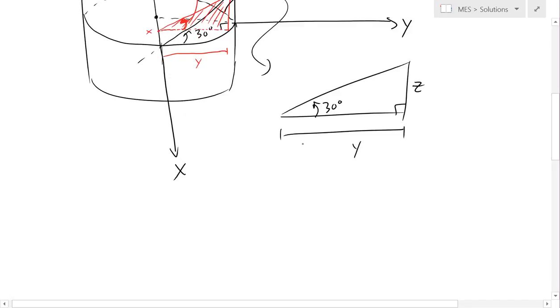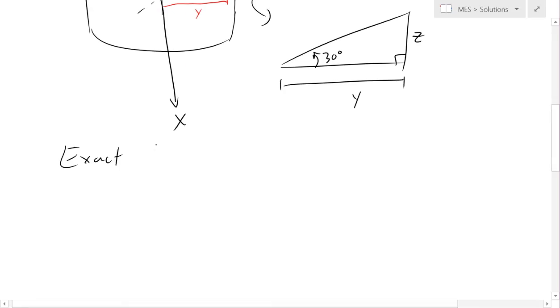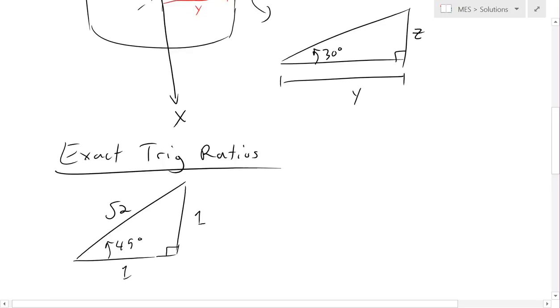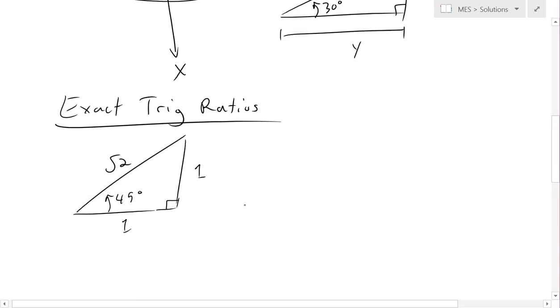So now we have to look at our exact trig ratios. You can learn more about this in my earlier videos. If you have, for example, a triangle like this where the sides are 1, 1, this would be 45 degrees. This would be square root 2, just use Pythagoras for that. But when we have 30 degrees, it's going to be a thinner triangle like that. This is going to be 1, this is going to be square root 3, and that is our 2.